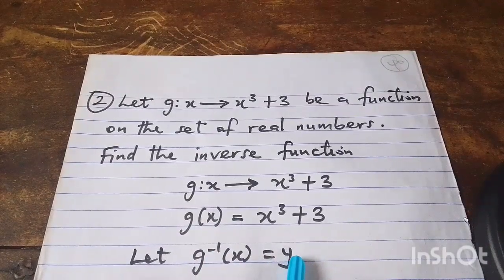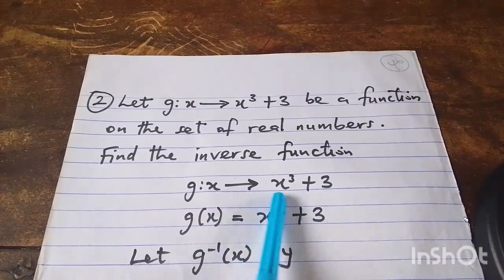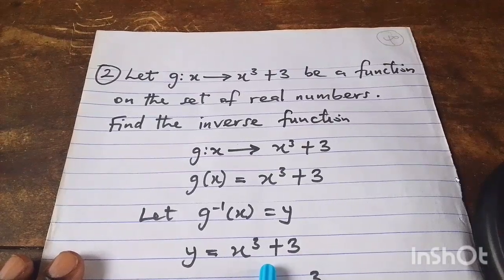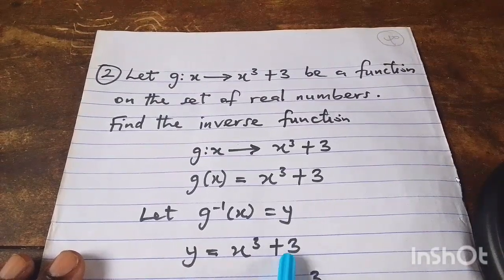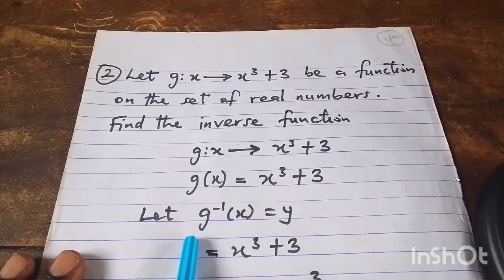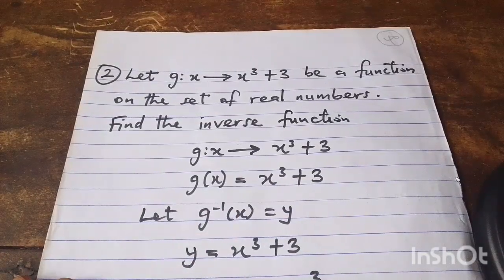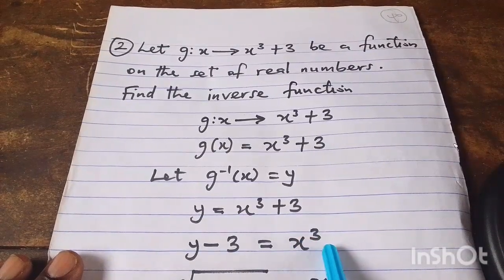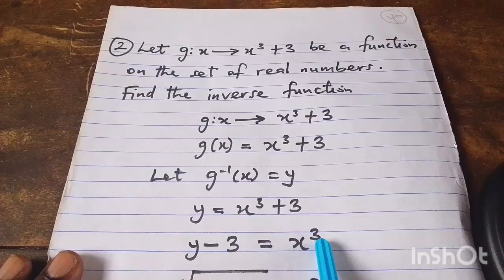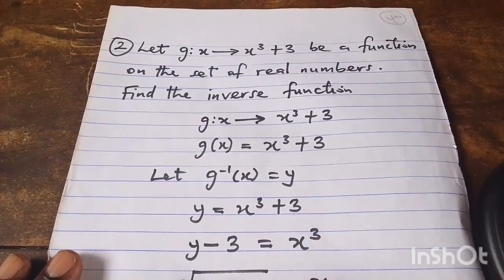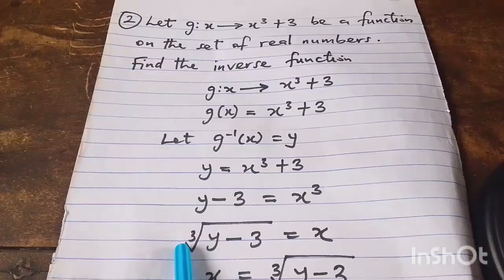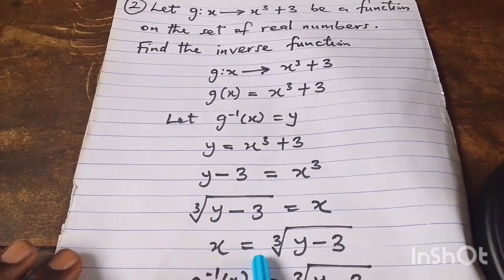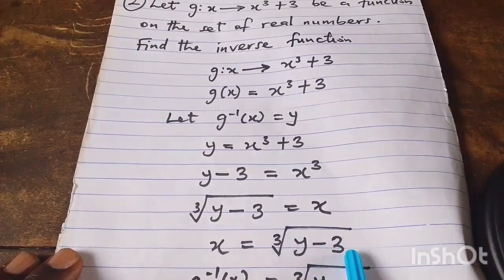So what you are going to do is equate this g to y. So y will be equal to x cubed plus 3. So from here you make x the subject of formula. So that means this plus 3 here. When plus crosses the equality sign, it turns to y minus 3 is equal to x cubed. Now to remove this cube, when cube crosses the equality sign, it turns to a cube root of whatever is here, y minus 3. So this can be written as x is equal to cube root of y minus 3.